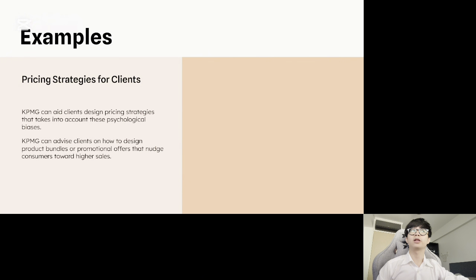Pricing strategies for clients. KPMG can help clients in industries like retail, e-commerce, and hospitality design pricing strategies that account for these psychological biases. For instance, instead of a straightforward price reduction, businesses could frame discounts as limited time offers or exclusive deals to exploit the endowment effect and scarcity bias.